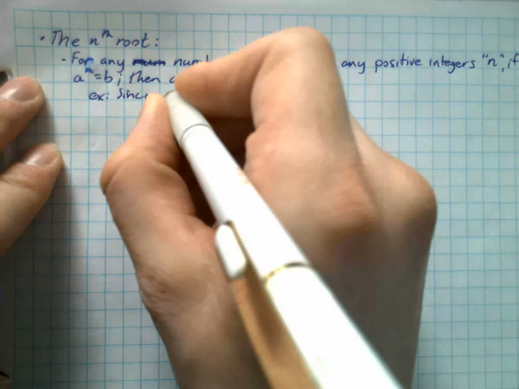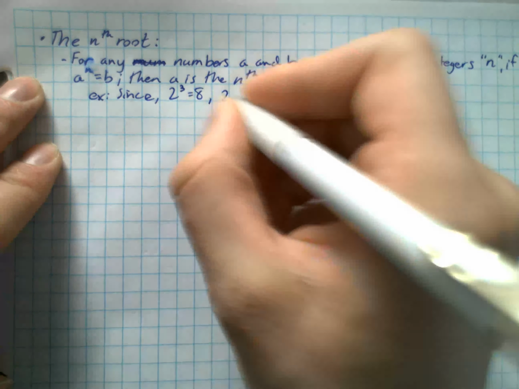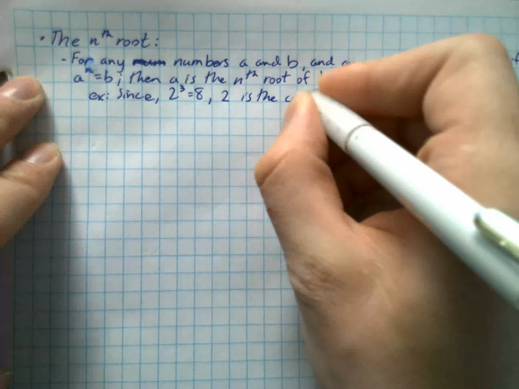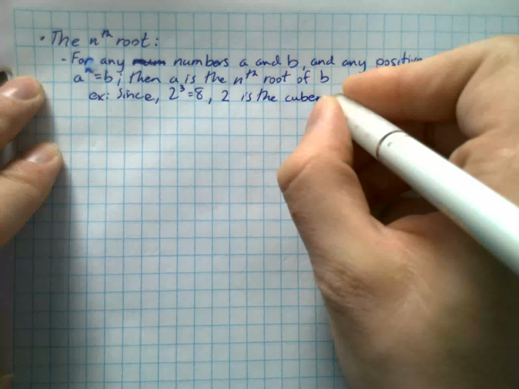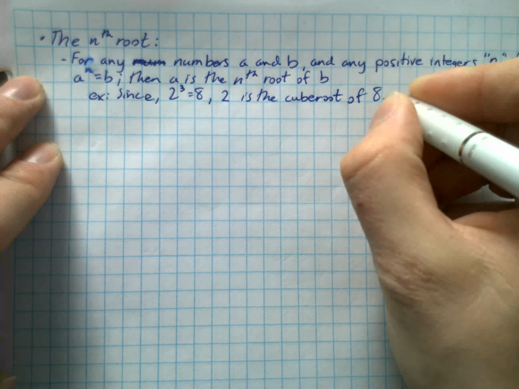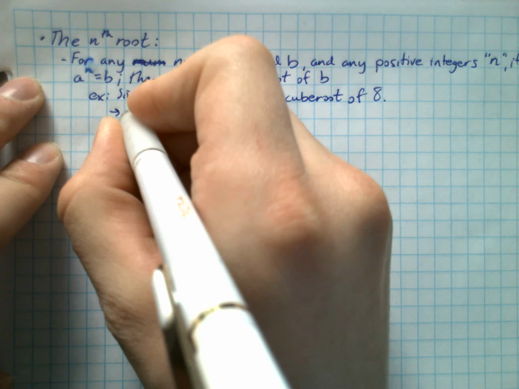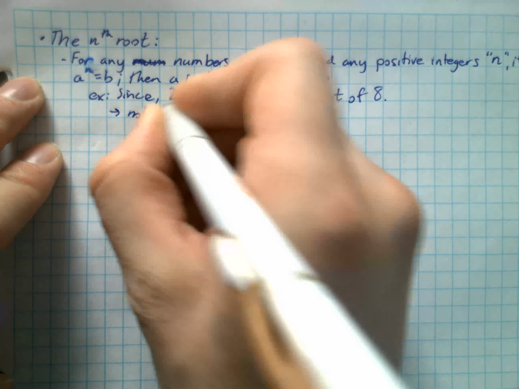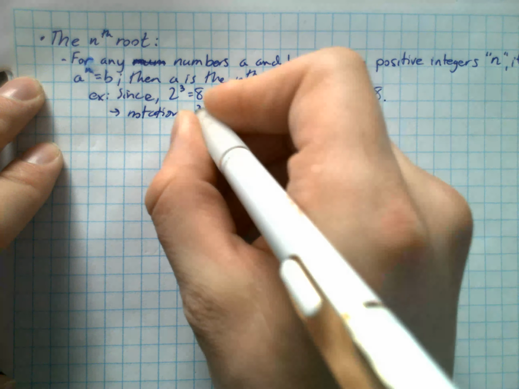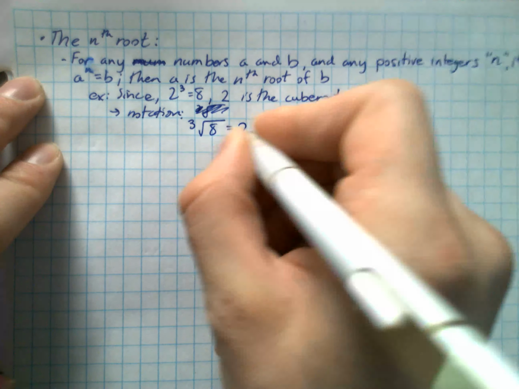Since 2 cubed is 8, we can all agree to that. 2 is the cube root of 8. Okay? Meaning that we write it in this notation, which is the cube root. I'll rewrite that. The cube root of 8, which equals 2.